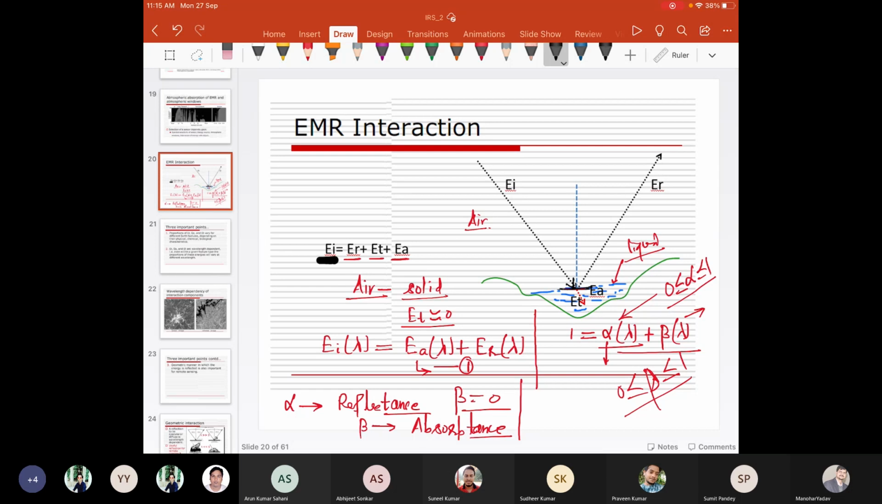And when alpha is equal to 0, in that case beta is equal to 1. It is the ideal case. In a practical scenario we don't have such an alpha and beta combination. So in the ideal case, if alpha is equal to 0, the material with which this energy is interacting completely absorbs the total incident energy.